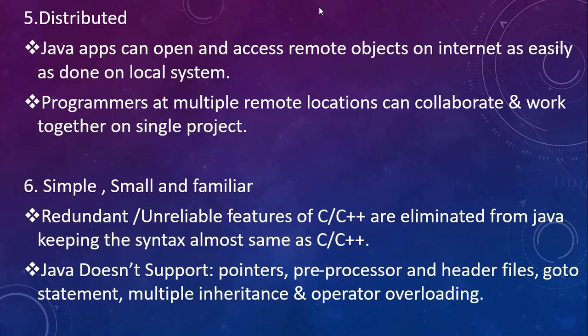Java doesn't support what? Pointers, preprocessor statements and header files, because in C++ macro viruses come into the picture through the header files. Only when the header files are executed in the execution phase does the system realize it. By that time it is too late, your program will not be suspicious and it will run, so the virus will run. Similarly, goto statements are removed. Multiple inheritance is removed, and the operator overloading concept of C++ is also removed from Java, making it simpler, smaller and yet familiar.